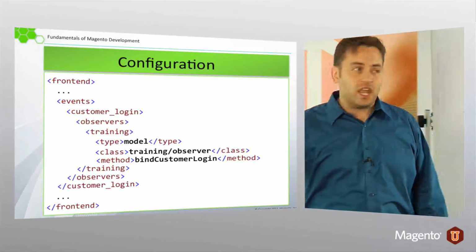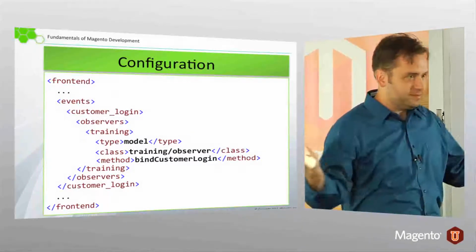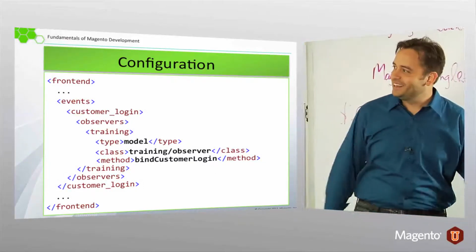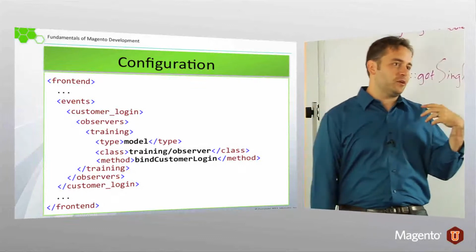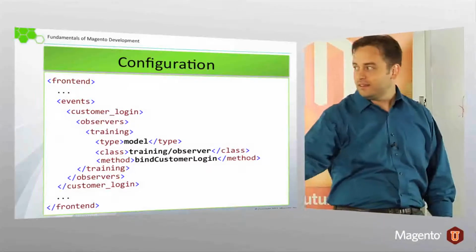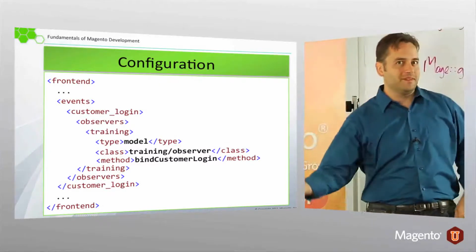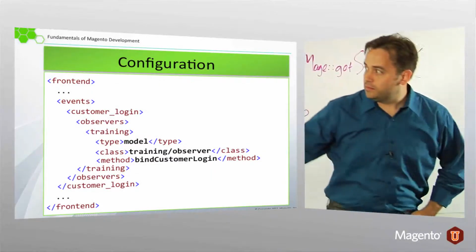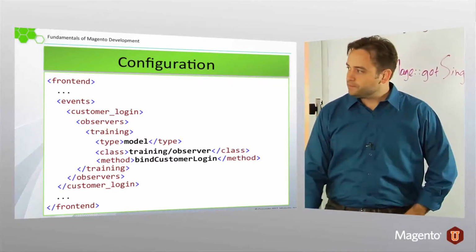Third option is disabled. It disables the observer. So again, that's how you can override an existing configuration and just specify the same XPath and call disabled here for type. Okay.